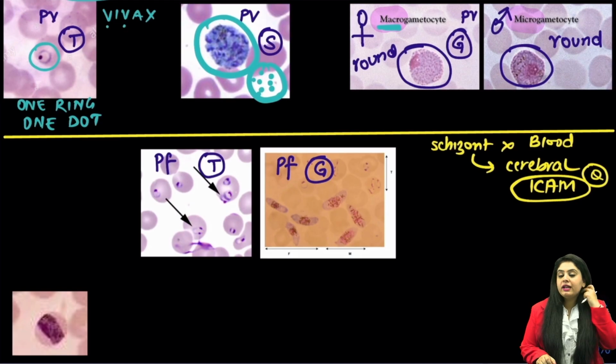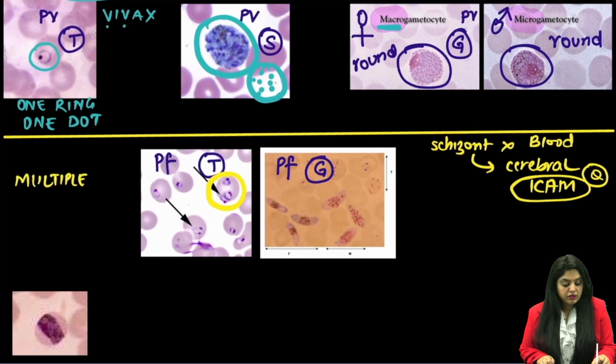Okay, coming back, when I look at Plasmodium falciparum in the blood, this time I'm not going to see one ring. I'm going to see multiple rings. Lots and lots of rings are going to be seen. There are multiple rings and there are multiple dots. There are too many rings, too many dots.